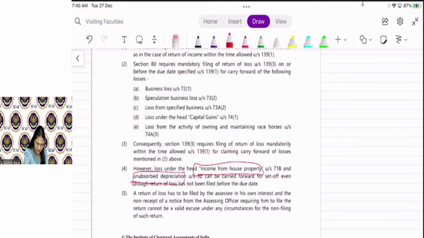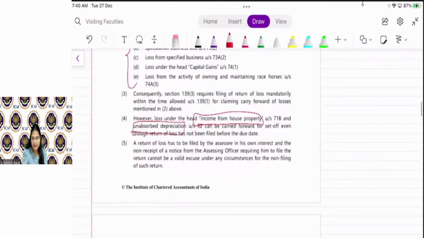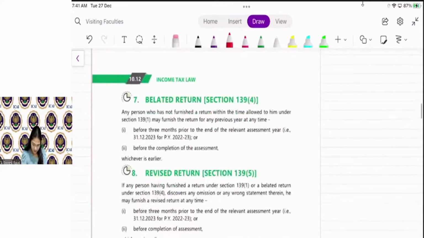But for other losses, that is for business loss, speculation business loss, loss under the head capital gain, any loss other than house property and unabsorbed depreciation, for carry forward of losses, you have to file your return of income within due date. And you cannot say that the assessing officer has not given a notice to the assessee that you have to file your return of income. Okay, it is not an excuse. You have to file your return of income, even if you have losses.